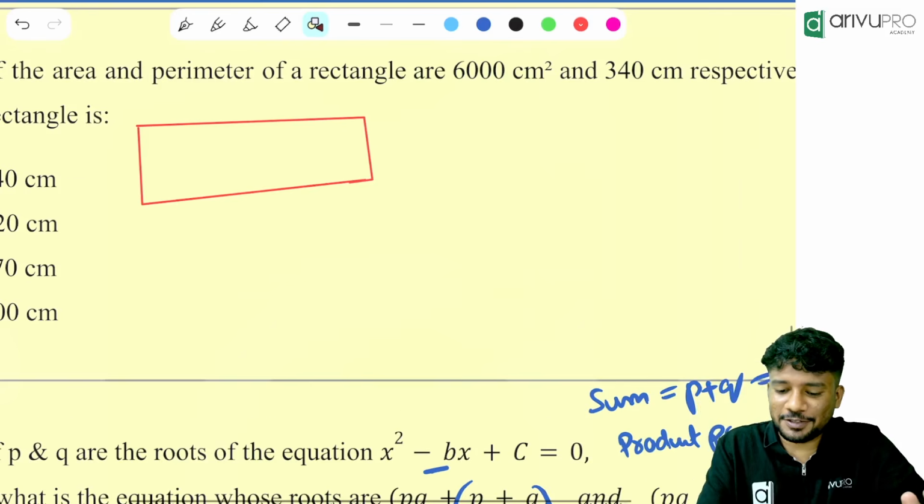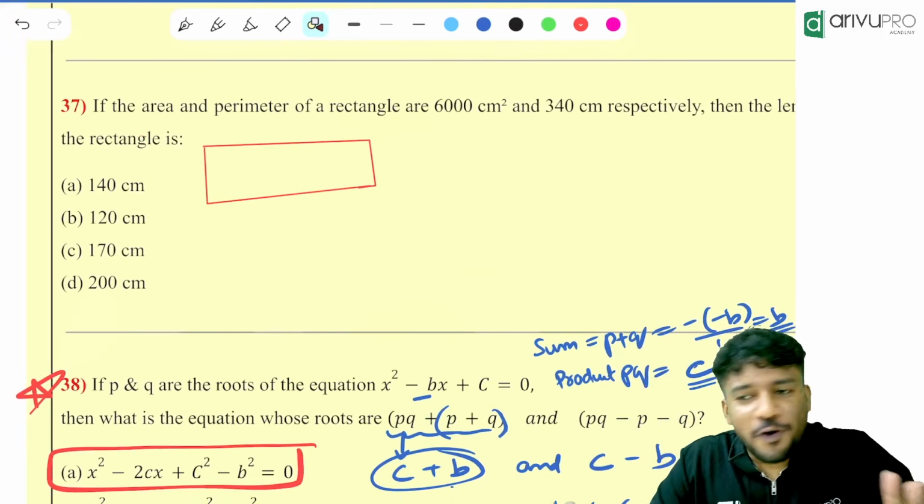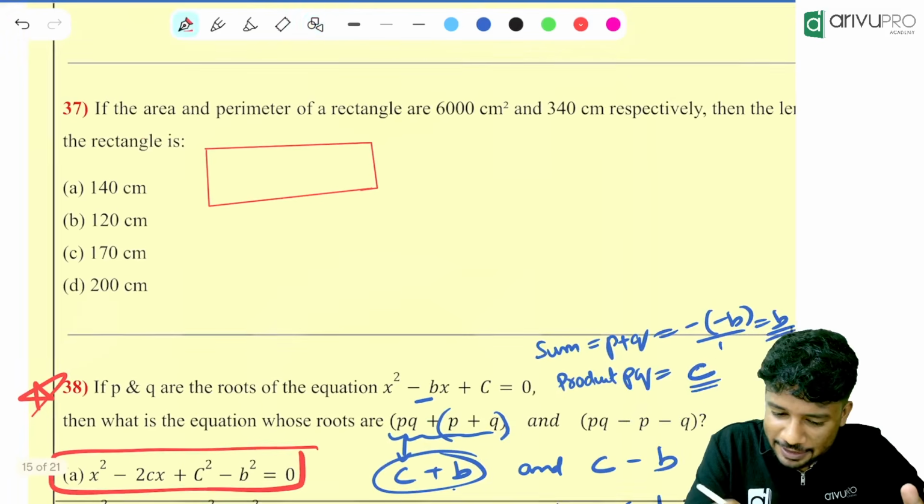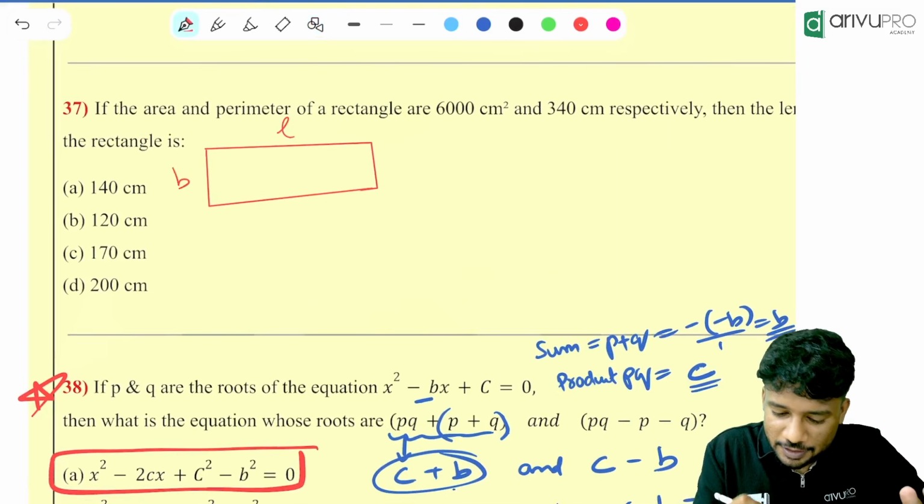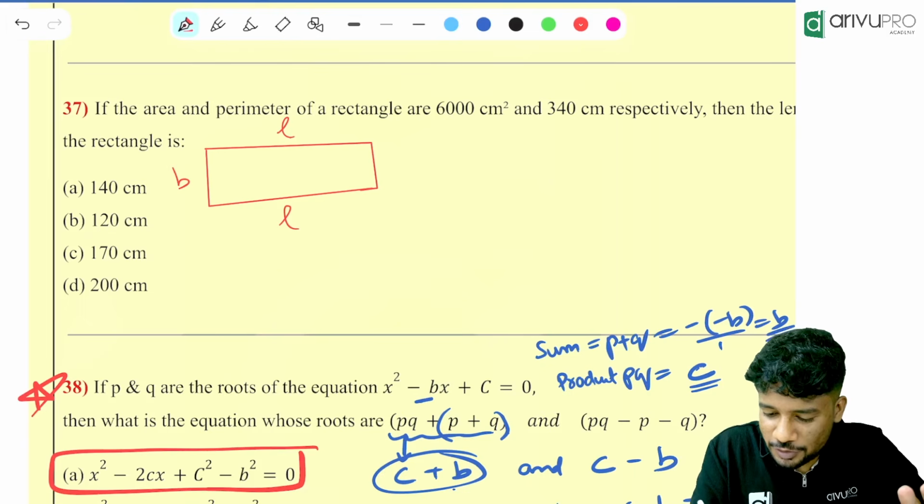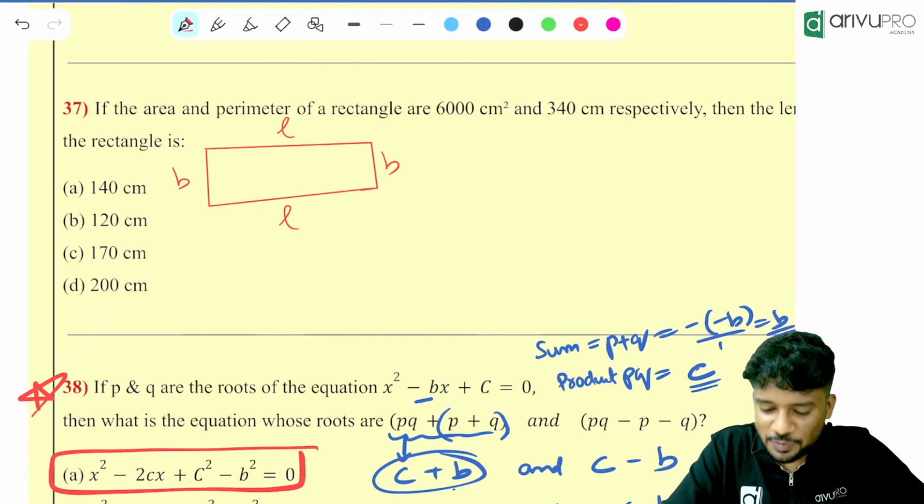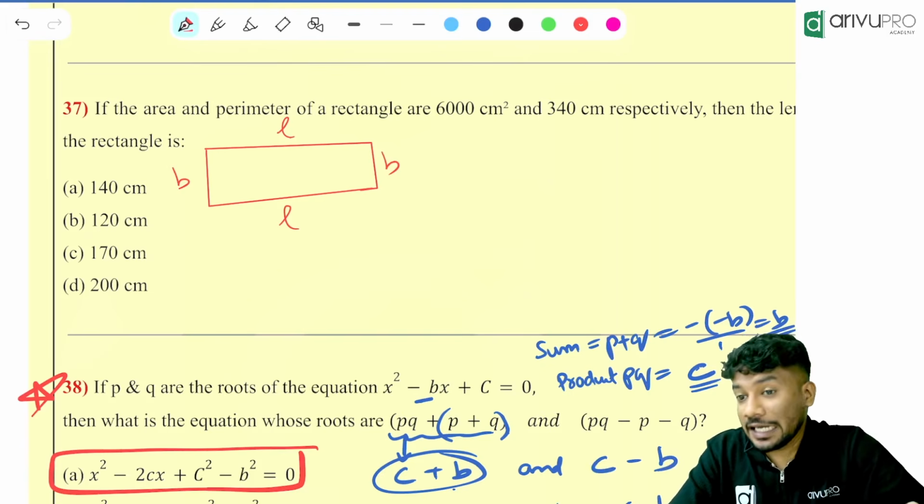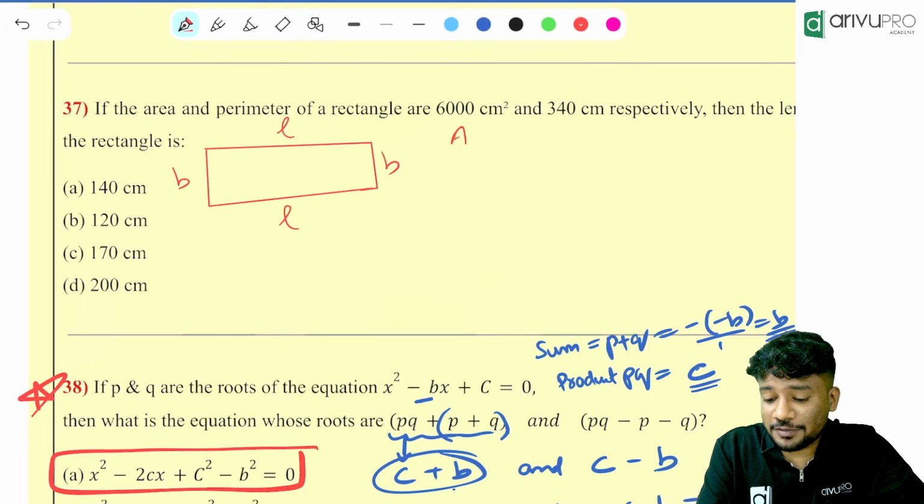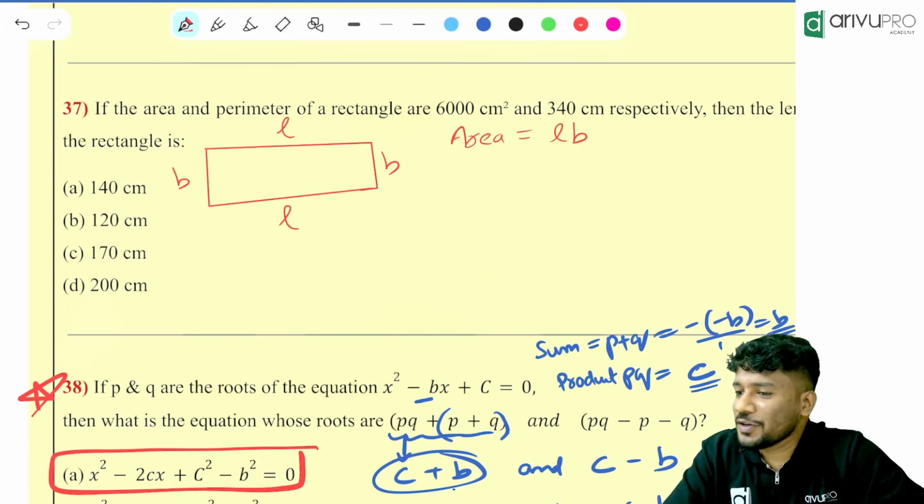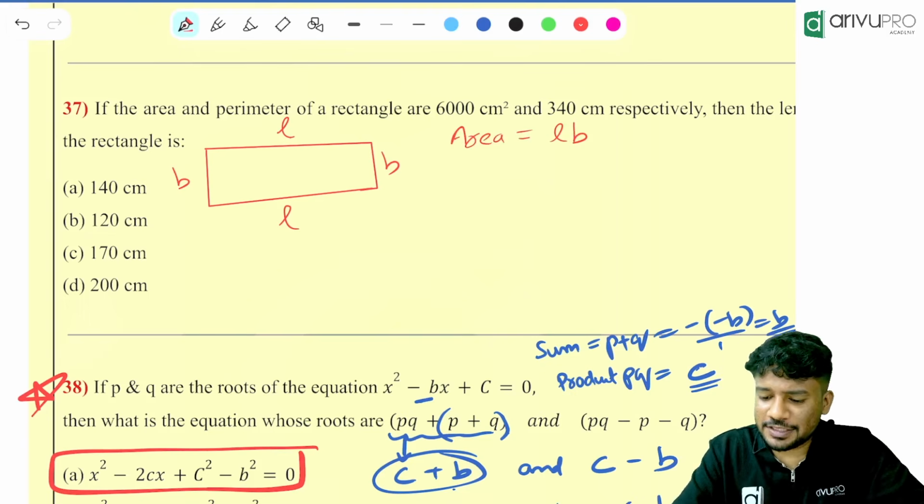Don't say that it is not a perfect rectangle. Almost looks like this. There is a length. There is a breadth. How many lengths are there? 2 lengths and 2 breadths are there. Correct? Now, if you ask me, what is the area of a rectangle? Area is nothing but length into breadth. Correct? You have studied it in school.